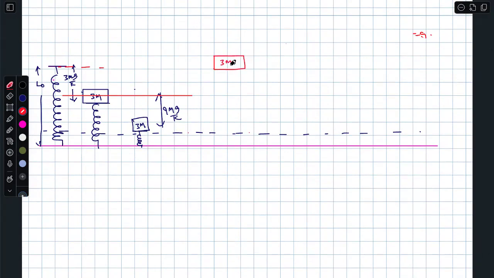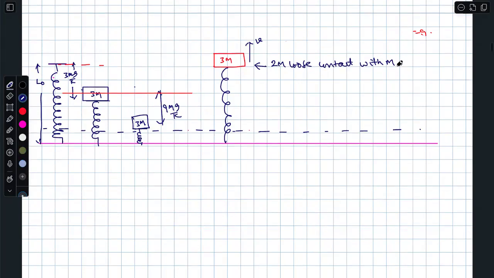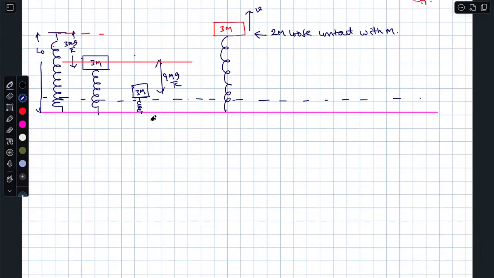3m reaches here. I want to see what is going to be the velocity. That's what I want, because at this point 2m loses contact with m. But till that instant, they will have a common velocity. Simple. I'll apply the law of conservation of energy. At these two positions, I'll call this B and this C. Apply conservation of energy between B and C.